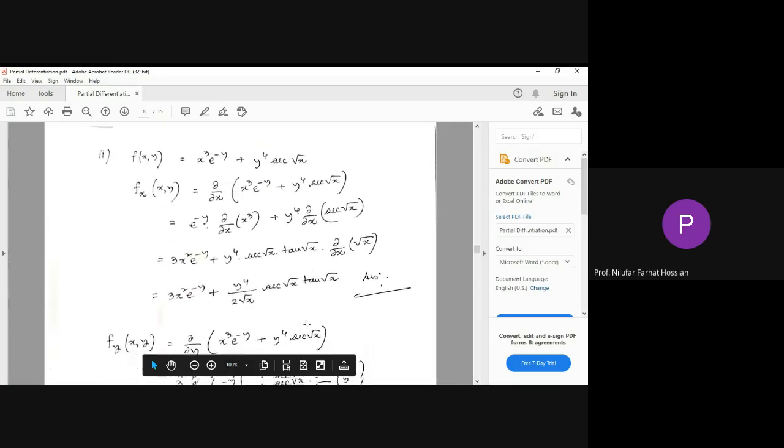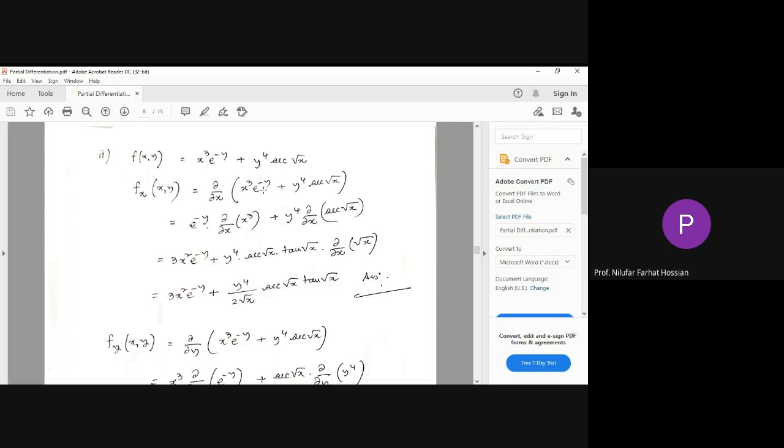Now for the second one, the second function. Here we have two terms. So at first you have to find the del x of f. So del x of this whole thing, at first we separate the two terms u plus v: del x of u plus del x of v. Here you are performing that differentiation with respect to x. So y should be treated as constant.